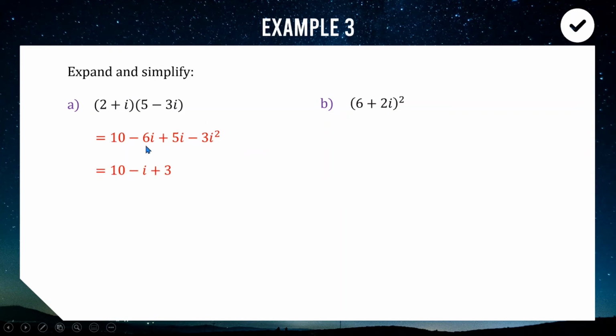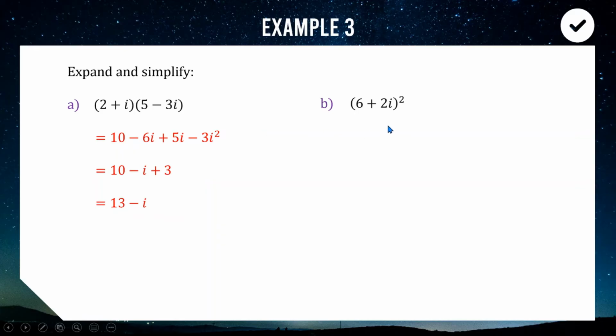Okay, we can group the imaginary terms in the middle: minus 6i plus 5i is going to be minus 1i. We'll put the 10 and the 3 together because remember the i squared is minus 1. And we end up with 13 minus i. There is our expanded and simplified complex number.